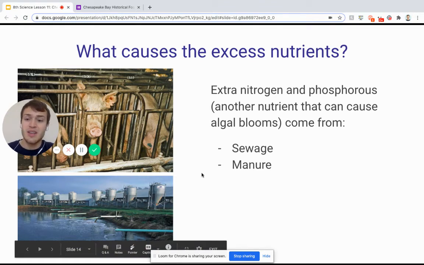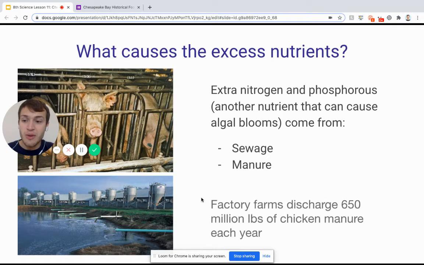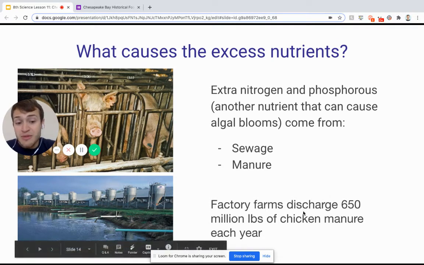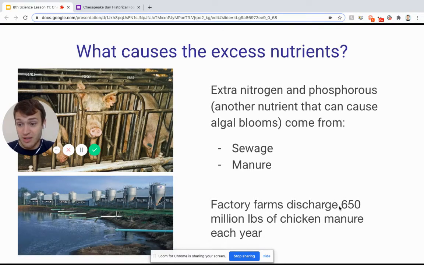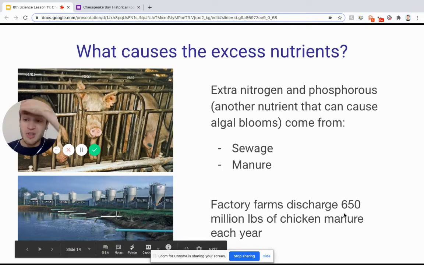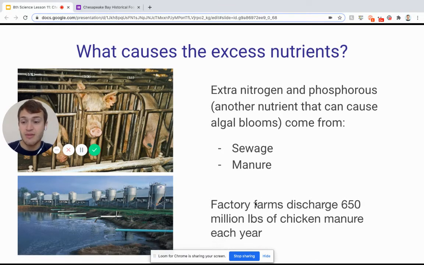I don't have facts about hog farms, but about pig farms, but there are also chicken farms in the area. And factory farms discharge 650 million pounds of chicken manure every year. We don't know how much of this winds up in Chesapeake Bay, but you can guess that it's quite a bit if chicken farmers are storing their poop in the same way that pig farmers are. So pretty gross stuff happening here. That is the cause of the dead zone in Chesapeake Bay.